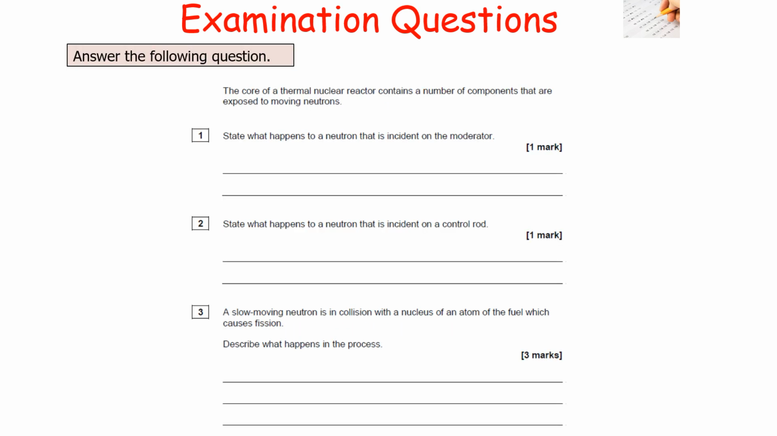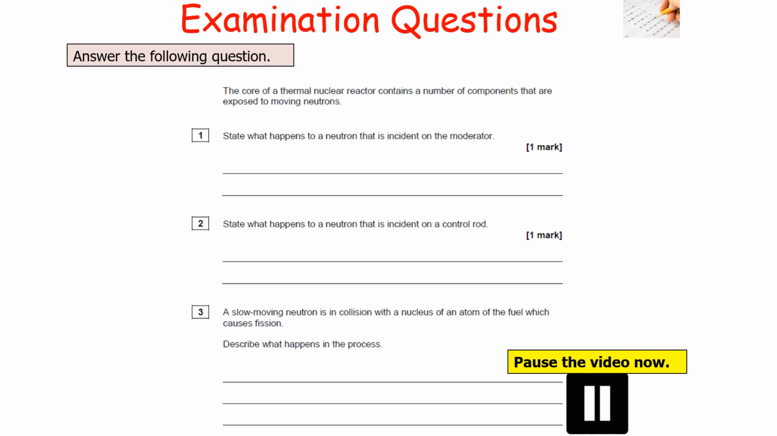The next question says, the core of a thermal nuclear reactor contains a number of components that are exposed to moving neutrons. State what happens to a neutron when it's incident on the moderator, say what happens to a neutron when it's incident on a control rod, and then a slow moving neutron is in collision with the nucleus of an atom of the fuel which causes fission. Describe what happens in the process. So pause the video now, then unpause the video when you want to go through your answer.